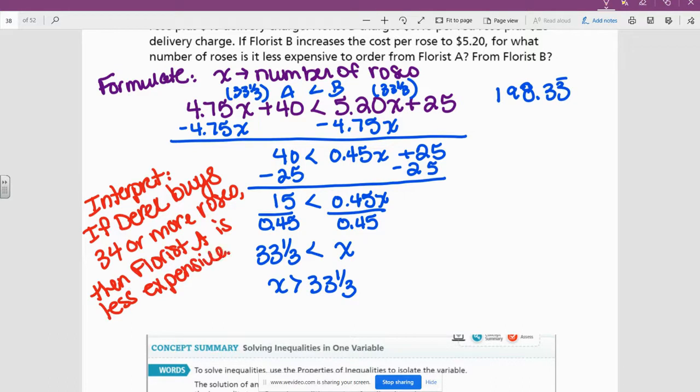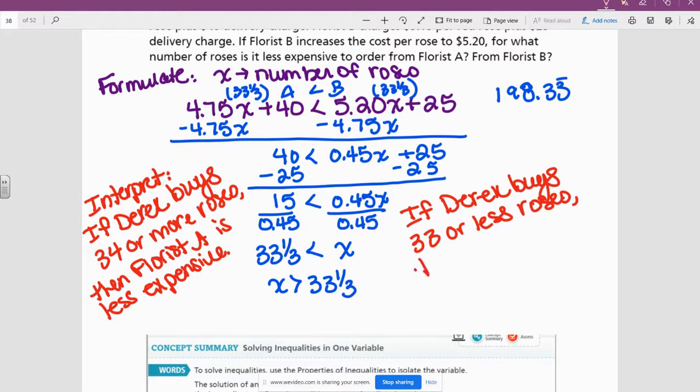And then the opposite, I could do the problem again, I would just flip the sign to greater than. In other words, I want to know when it's better to go with Florist B. And of course, since this is equal, you'd go down. You'd shade to the left. So if Derek buys, yeah, 33 and a third is exact, we're going to go down to 33 or fewer roses, then Florist B is less expensive.